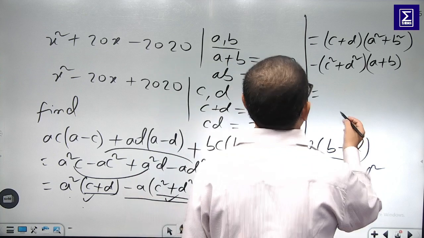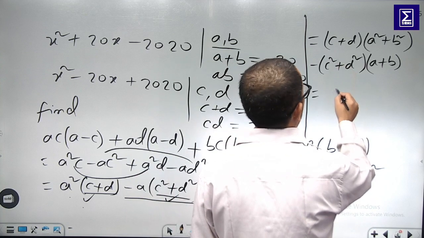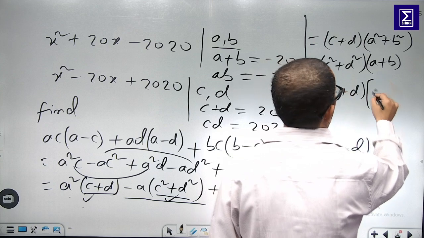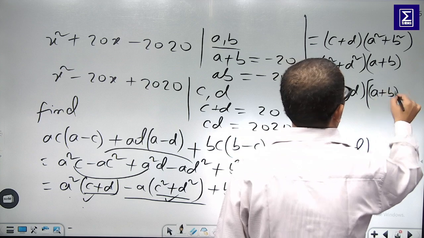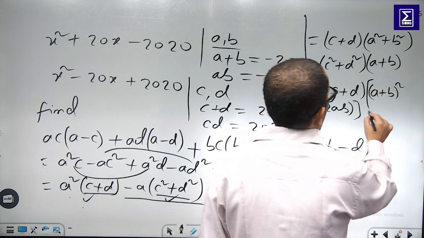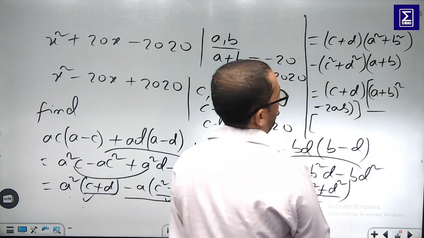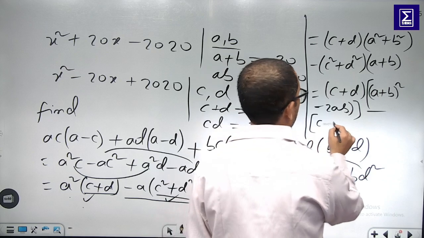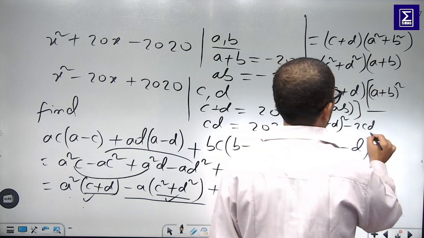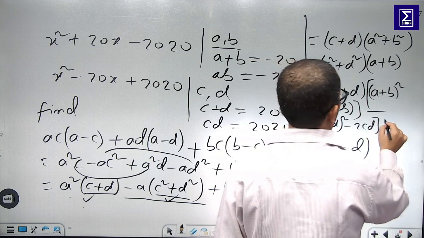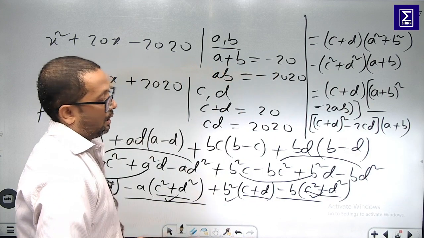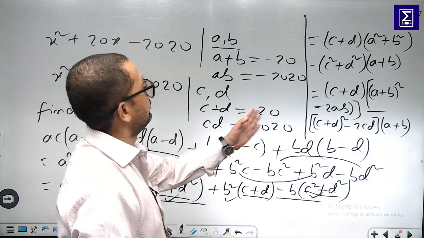Now what will the next step be? The next step would be, let c plus d stay as it is here, and a square plus b square can be written as a plus b whole square minus twice ab. Minus, in case of c square plus d square, what can we write? c plus d whole square minus 2 times cd, and finally a plus b times. Now we just need to put the values and you will get the answer.